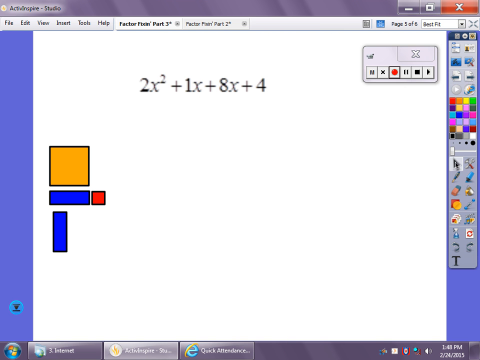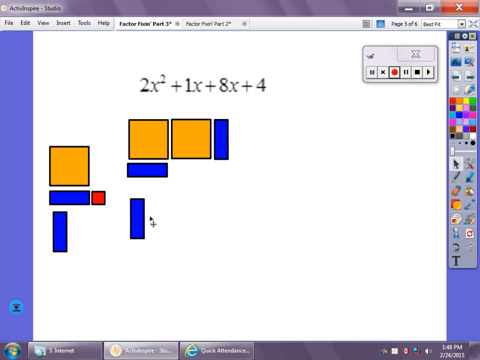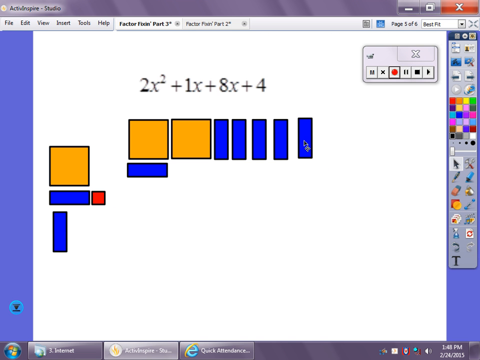So using my algebra tiles, I'm going to start with my 2x squared. There's my 2x squared. I have a single x, and then over here, I have my 8 x's. 1, 2, 3, 4, 5, 6, 7, 8.